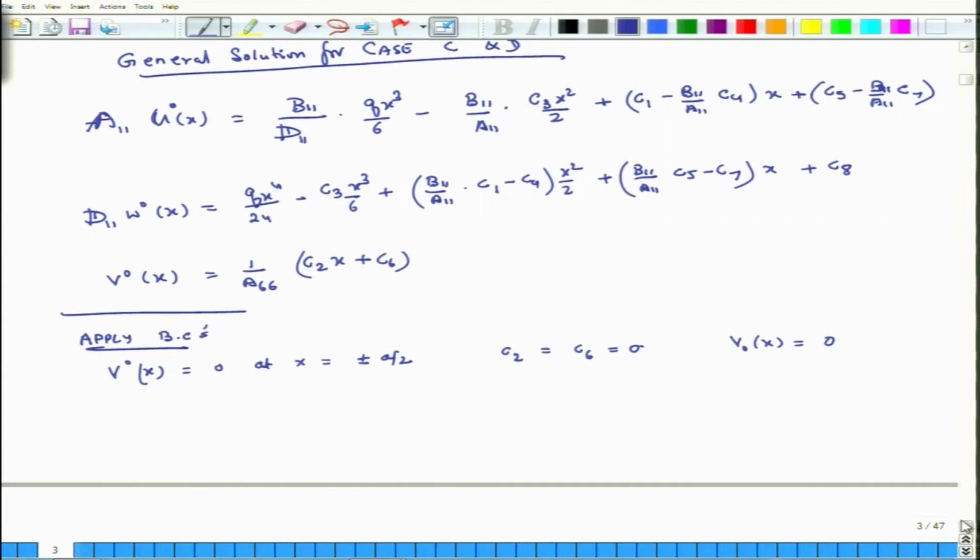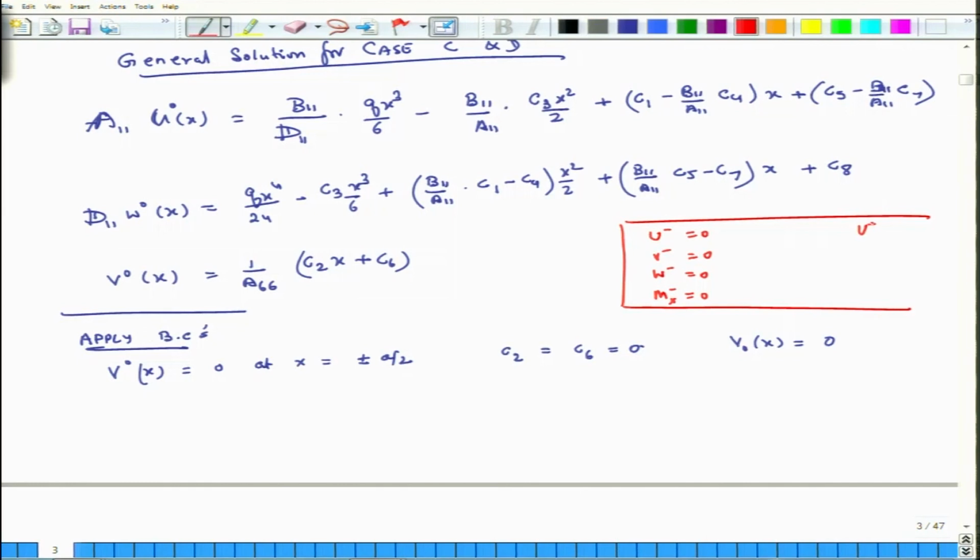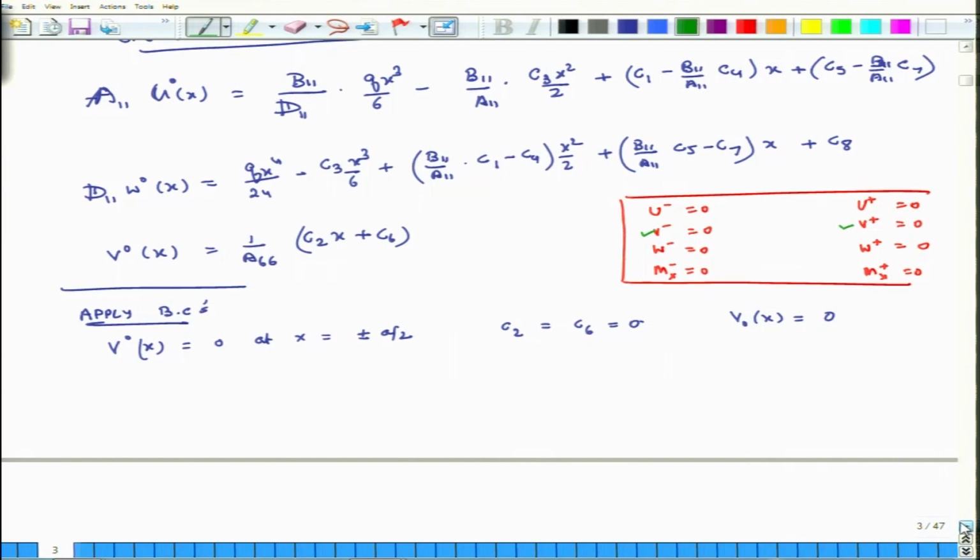So, what we have done is, let us list down these 8 boundary conditions here. U minus, V minus, W minus, Mx minus, so all of them are 0. And then on the positive edge, U plus, V plus, W plus and Mx plus, all of them are 0. So, what we have implemented are 2 boundary conditions. So, now we have to apply 6 other boundary conditions.